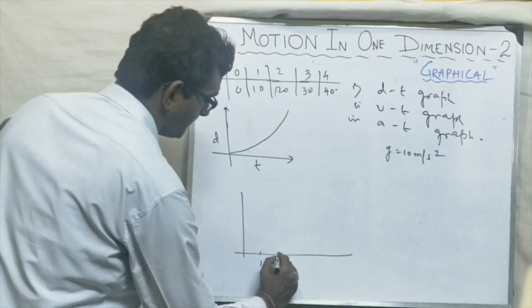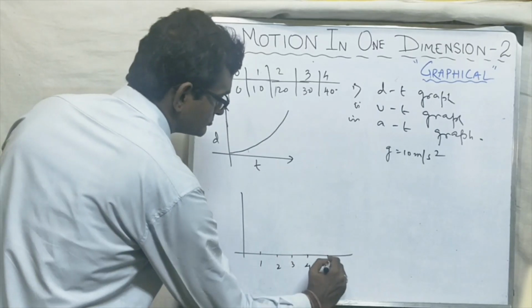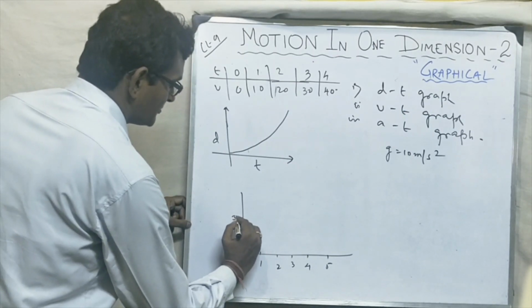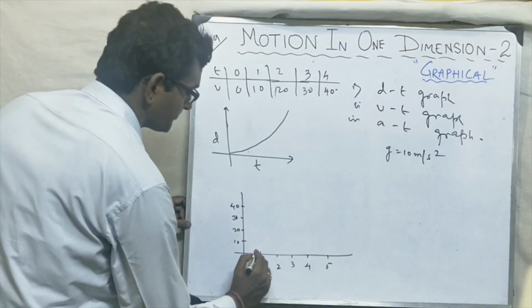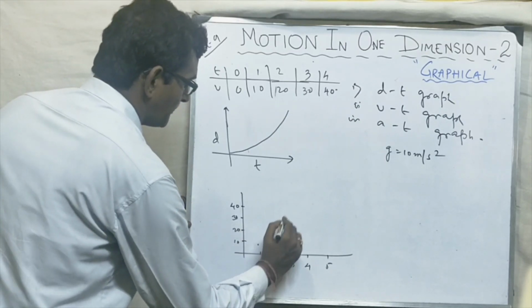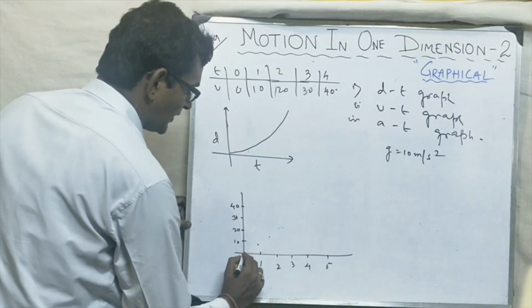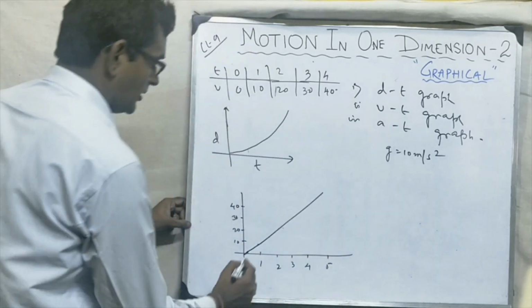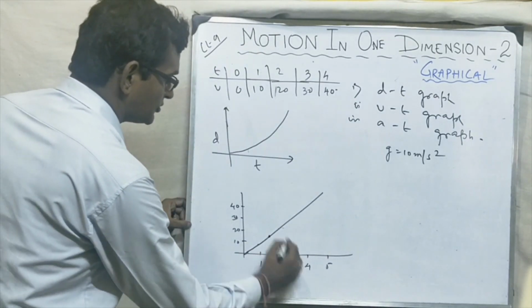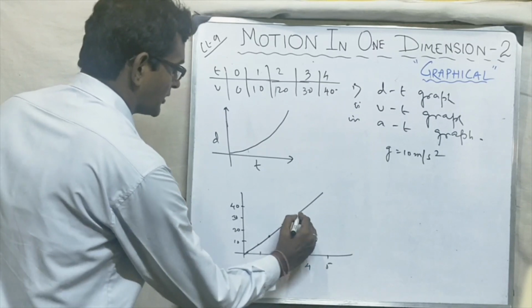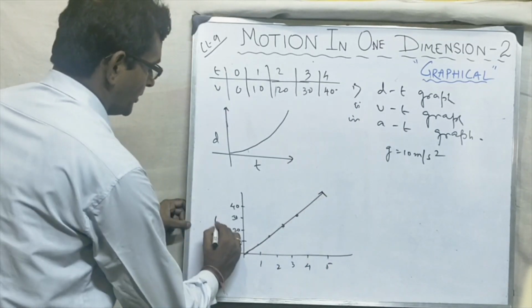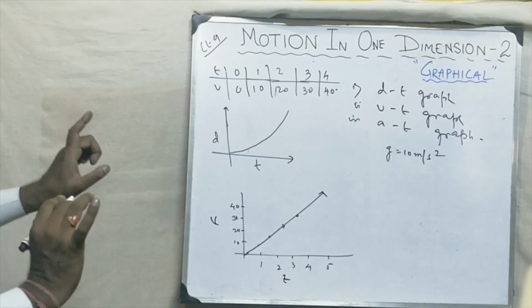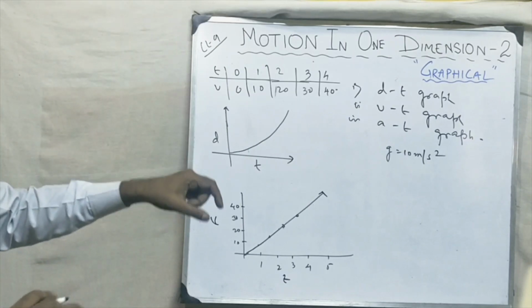1, 2, 3, 4, 5, and 10, 20, 30, 40. Simple plotting. So what will you get? You will get a straight line. 1, 10, 2, 20, 3, 30, 4, 40. Straight line. This is what? Velocity time graph. Okay, velocity time graph. Same thing, of a body falling from a height.